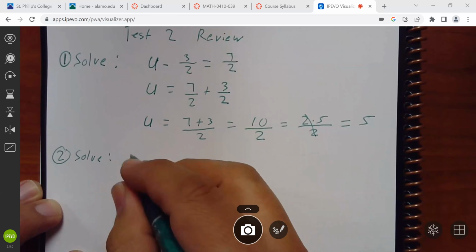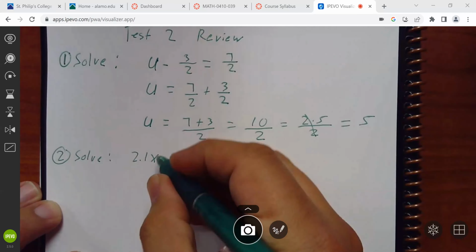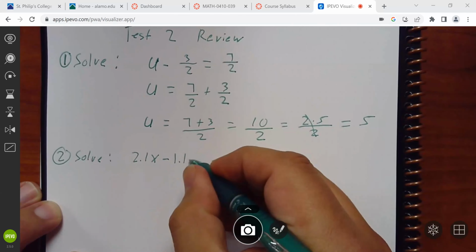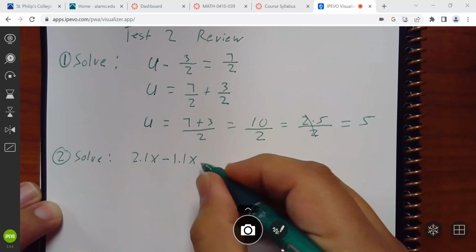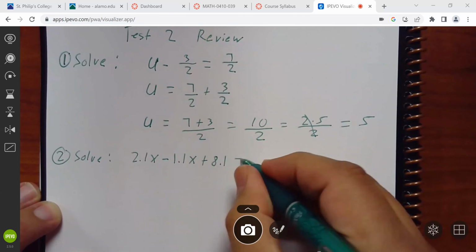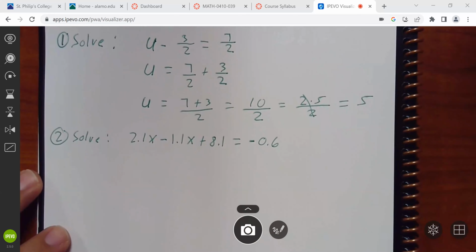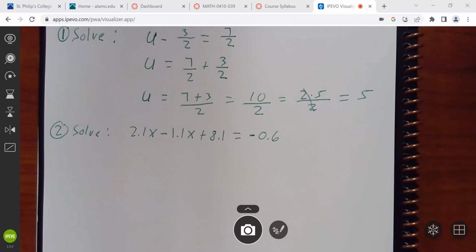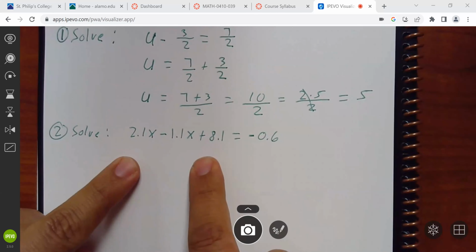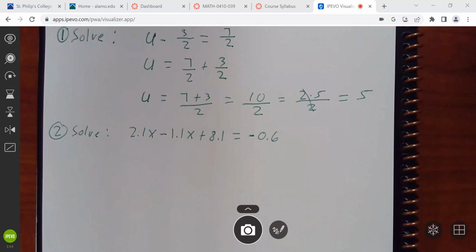Solve 2.1x minus 1.1x plus 8.1 equals negative 0.6. Well, the rules say first deal with like terms. You see the like terms on the left? What can you combine before moving anything over?